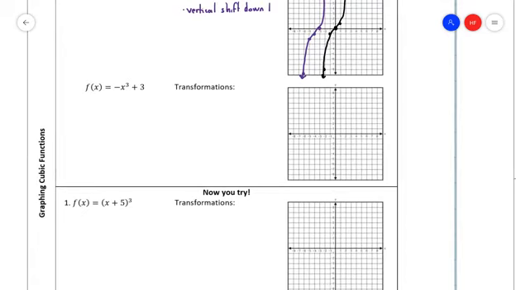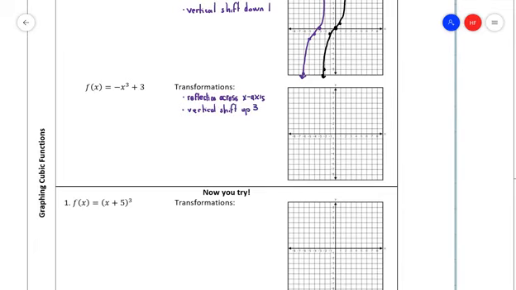Same thing with the next example, we have a negative x cubed plus 3. Whenever there's a negative in the front, then that's going to be a, excuse me, a reflection across the x-axis. And that plus 3 on the end is a vertical shift up 3 units.